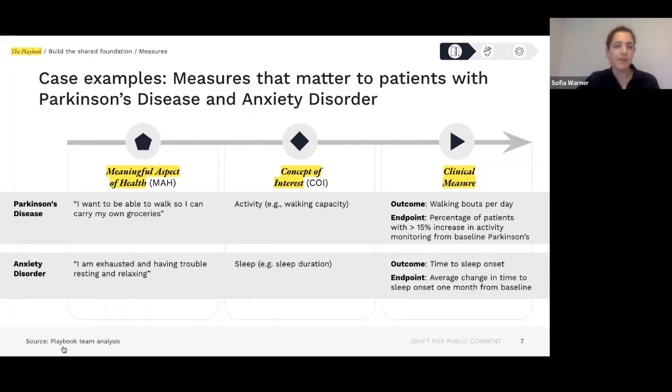That might be more for a research setting, but that also might be a goal that a specific patient is targeting. And then in the case of something like anxiety, patients who have anxiety can often have trouble sleeping. So to go back to the sleep example, a meaningful aspect of health for a patient could be that they're exhausted, they're having trouble resting and relaxing. And then the concept could be sleep, and specifically sleep duration or sleep onset. And then we can measure those things using remote monitoring and see if different interventions have the desired effect and outcome for the specific patient. So we can go to the next slide.